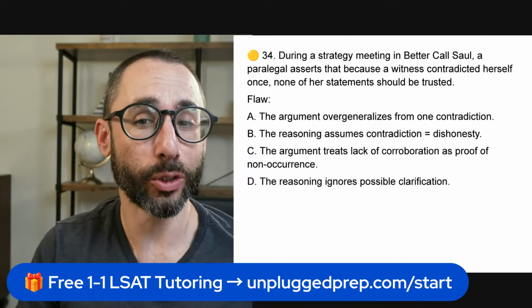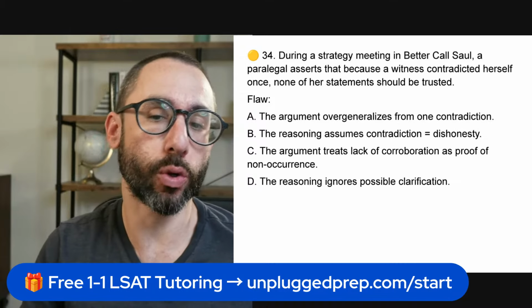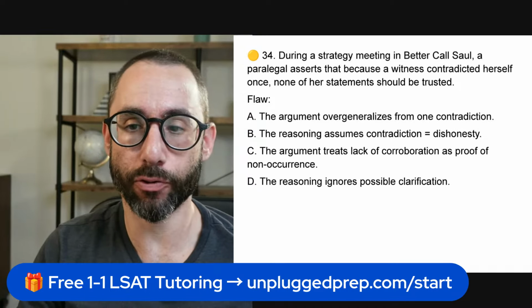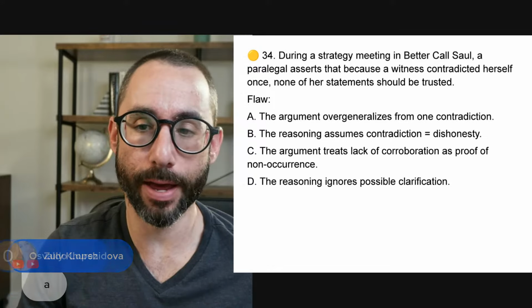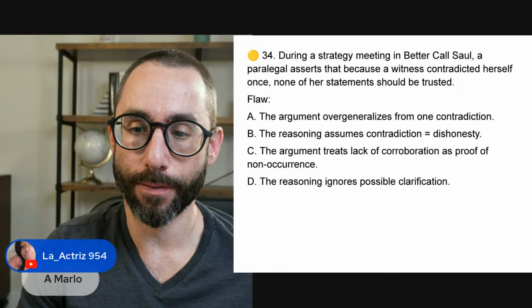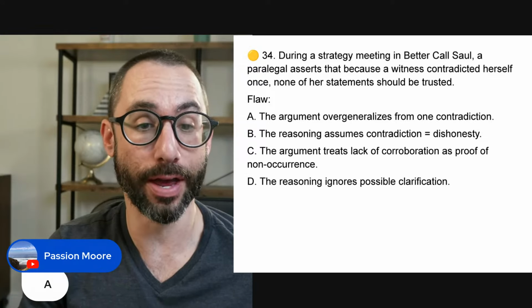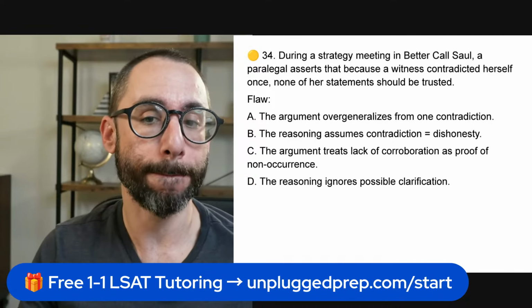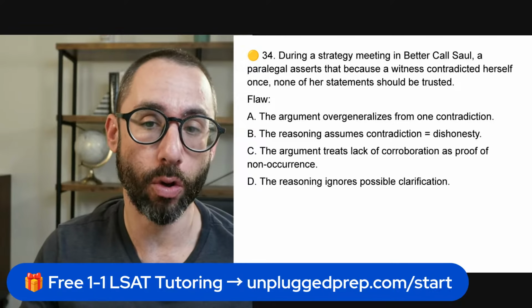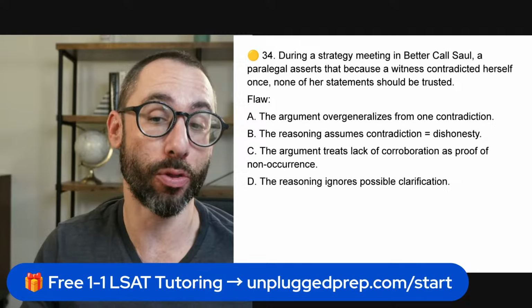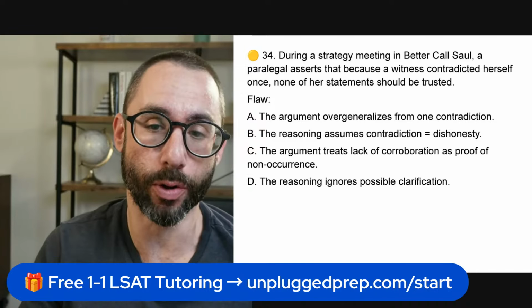So a witness contradicted herself once, therefore we shouldn't trust anything that she says. I see some answers coming in here. Zuli says A, Osvaldo says A, Autumn, Nathan, Marlo, Valentina, Passion all saying A. Well done, folks. The answer is A, overgeneralization, a specific version of part to whole. Just because one statement was invalid or contradictory doesn't mean the whole thing is not to be trusted. The rest could still be okay.